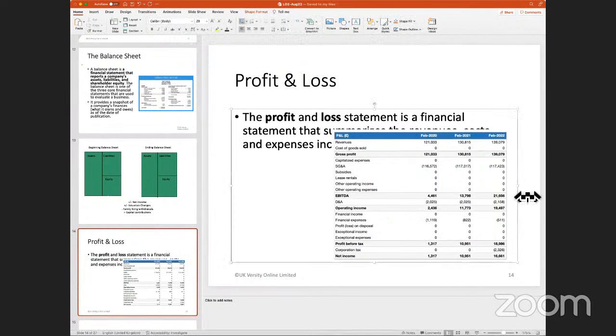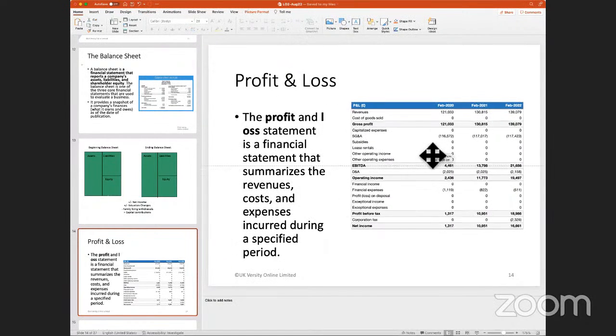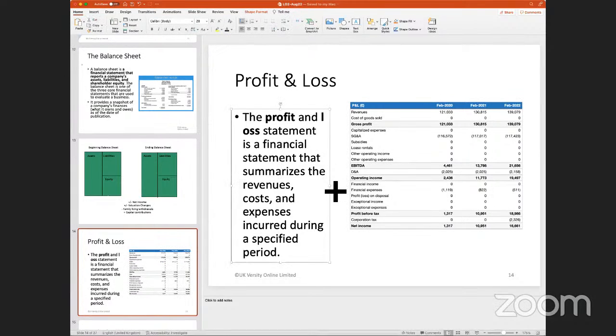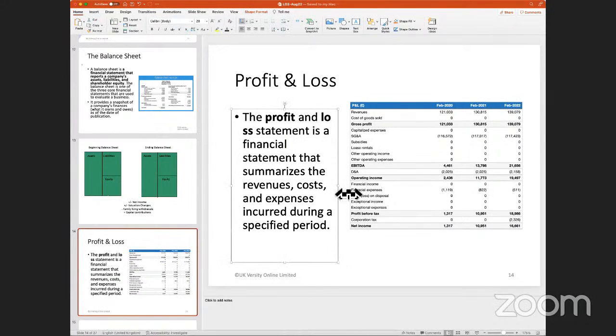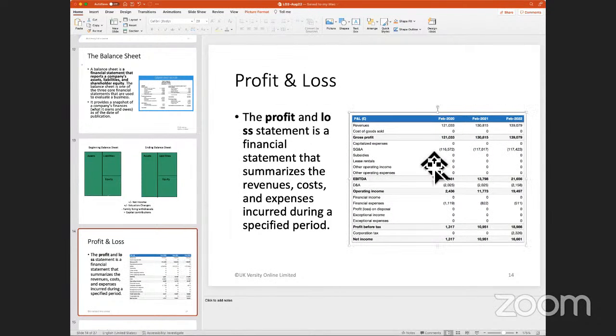Now, when we talk about the profit and loss statement, what we basically mean is that, as a financial statement, it is going to help summarize the revenue, cost, and expenses which the company is incurring at any given point in time, over a month, over a quarter, over a 6 monthly period, or across the year.